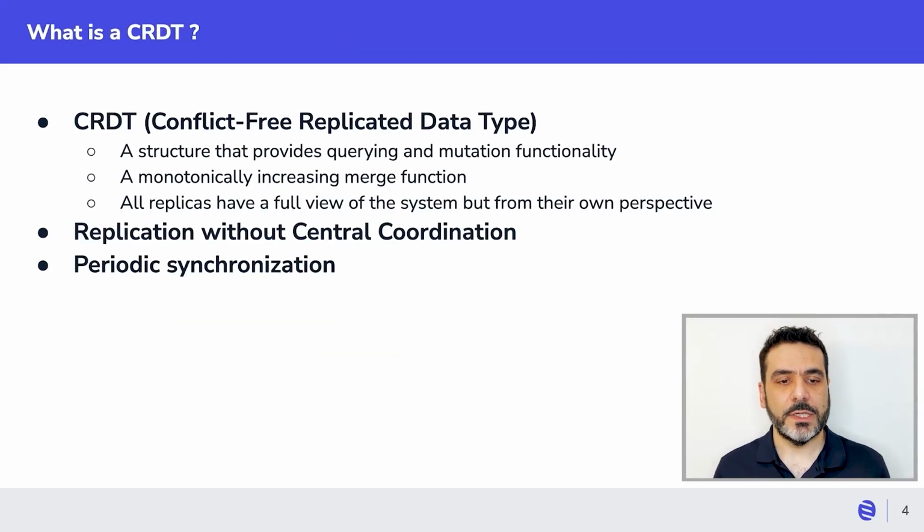So what are CRDTs? CRDTs stand for conflict-free replicated data types. They can essentially be anything, but the most common examples are a structure that provides methods for querying and mutating the state of a replica. And the second part of it is what we call a monotonically increasing function. It's a merge function, and it has that deterministic behavior where you have a CRDT, you have a replica with a state, and another replica sends a state to this replica.